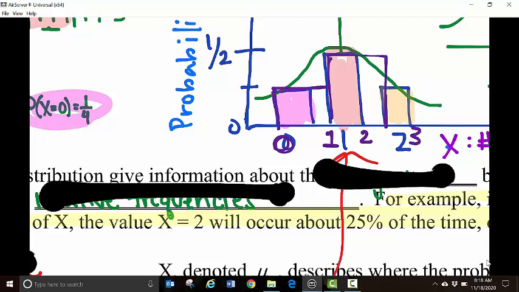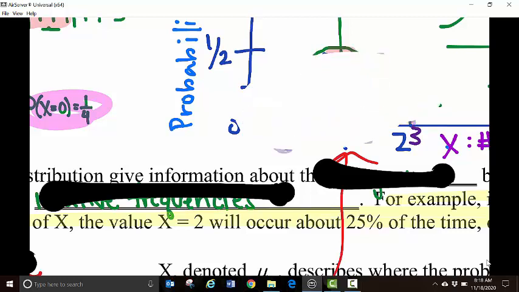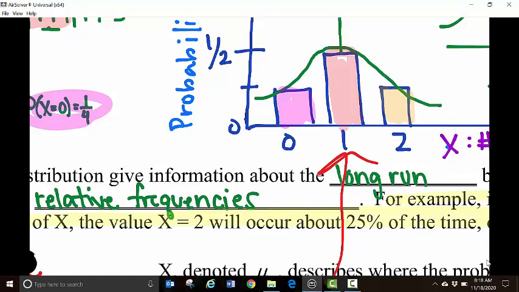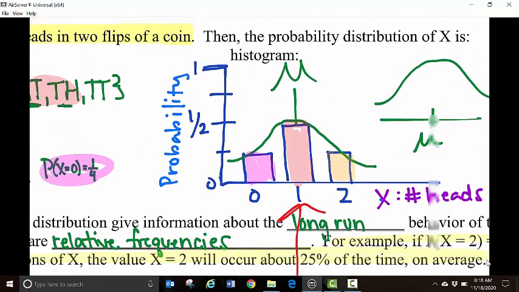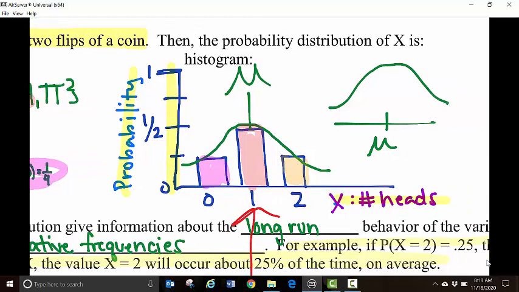I could have made it continuous. This would be 0 up to, but not including 1, so this would be 0. These would be the 1s, these would be the 2s, okay? But I made it a discrete one, so I left it discrete. And notice this side is a probability from 0 to 1. Notice my labels. Probability here, number of heads here. It does look normal, but we don't know if it's normal, okay?